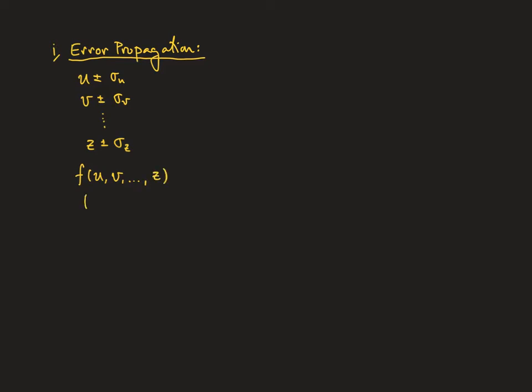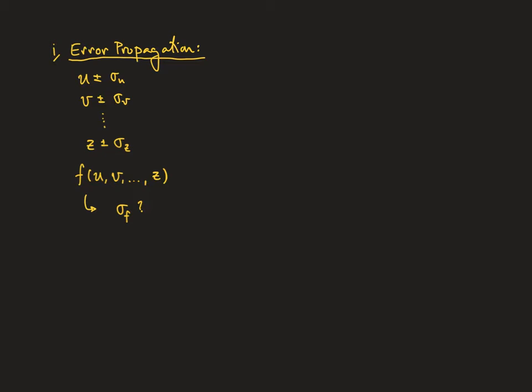And we want to figure out what is the uncertainty in this, if all of these quantities u, v, etc. down to z have uncertainties themselves. So it turns out that the answer, and I have a reference to a book in the lab manual that you can look at if you like.